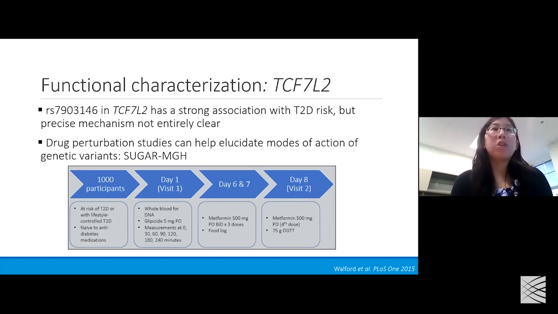Then they received a metformin challenge for 4 doses, and then received an oral glucose tolerance test on metformin to understand what happens to insulin resistance and insulin sensitivity after metformin. The 2 drugs were selected to probe the 2 different limbs of the glucose homeostatic system. And based on how an individual responds by variant, we can understand a little bit more about underlying mechanism.